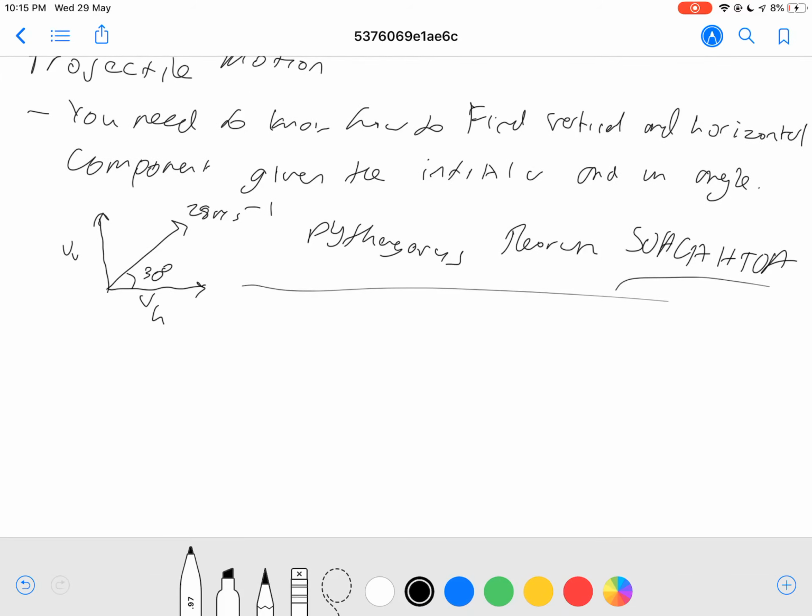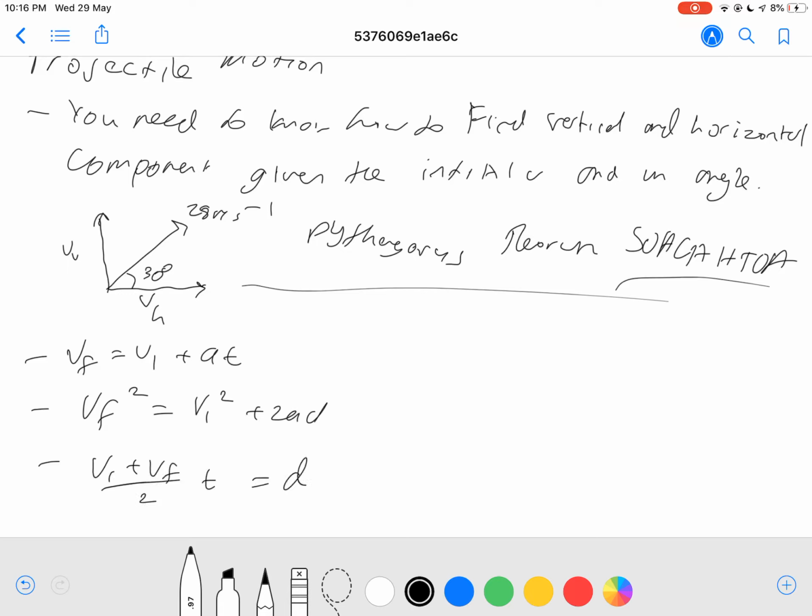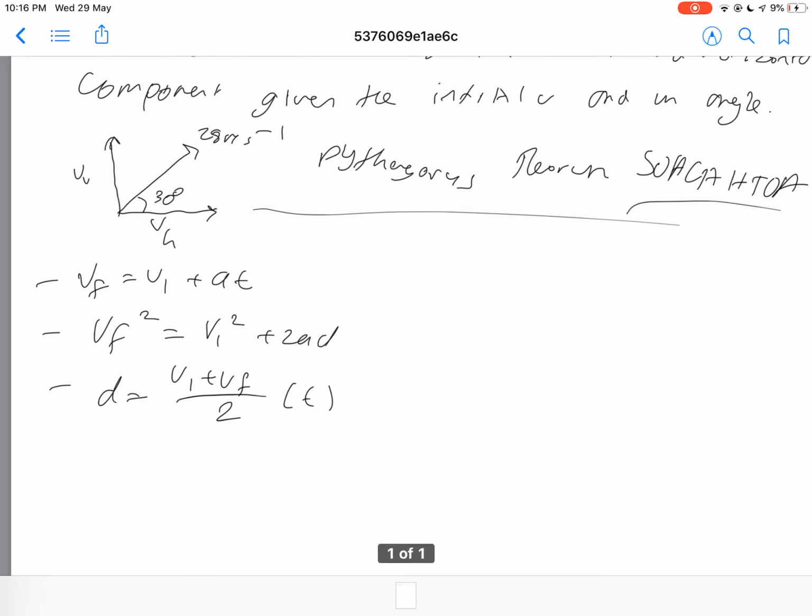Another thing you need to be very familiar with in projectile motion is your kinematic equations. That's Vf equals Vi plus At. Also Vf squared equals Vi squared plus 2Ad. And d equals Vi plus Vf divided by 2, multiplied by time. I'll write it the other way around, so d equals (Vi plus Vf) divided by 2, multiplied by time.